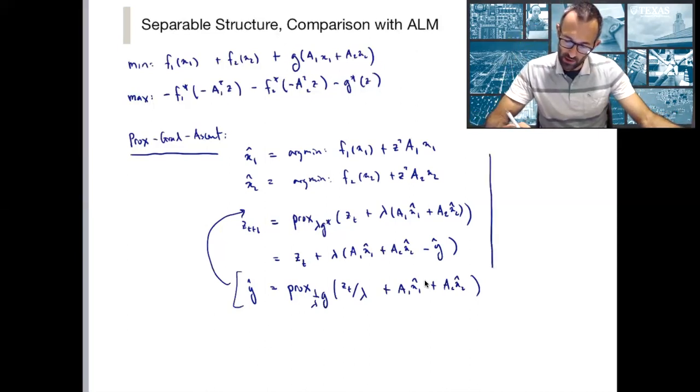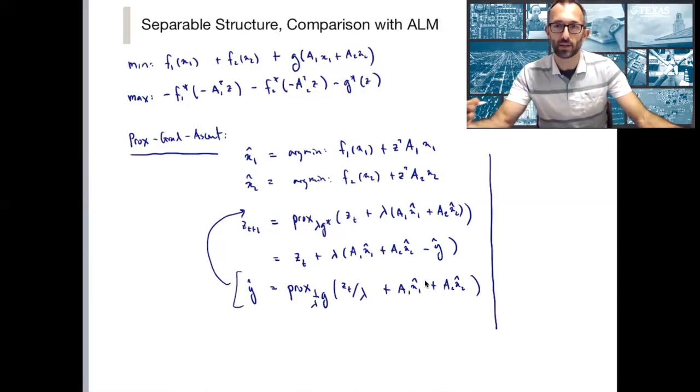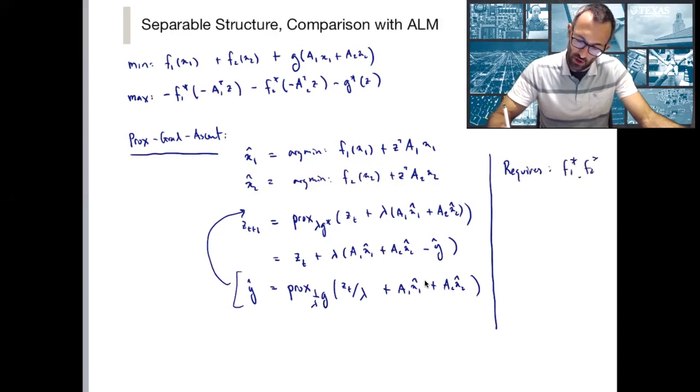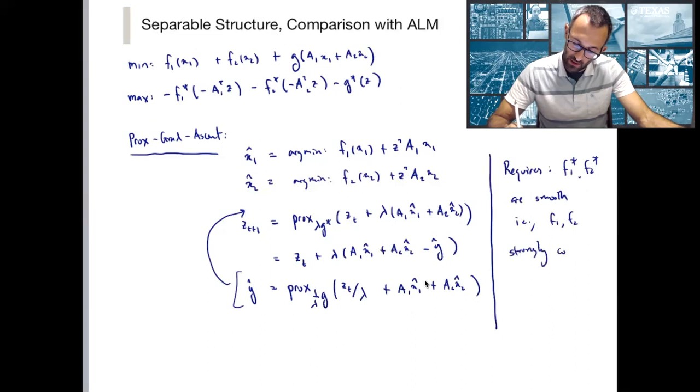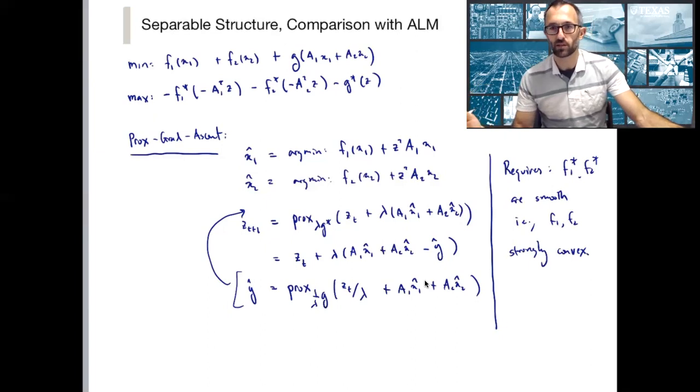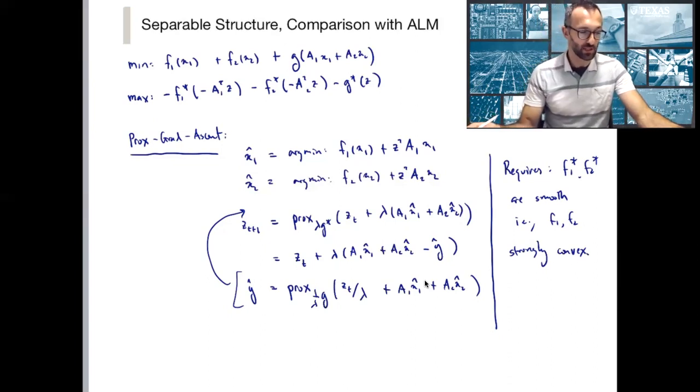But what does this require? Again, require in the same sense of what we talked about in the previous slides. So this requires, for it to make sense, that f1 star and f2 star are smooth. In other words, I need f1 and f2 to each be strongly convex. And of course, throughout, whenever we're talking about a proximal gradient or a proximal point algorithm, I need to assume that my prox operator on G I can evaluate in a reasonable amount of time.